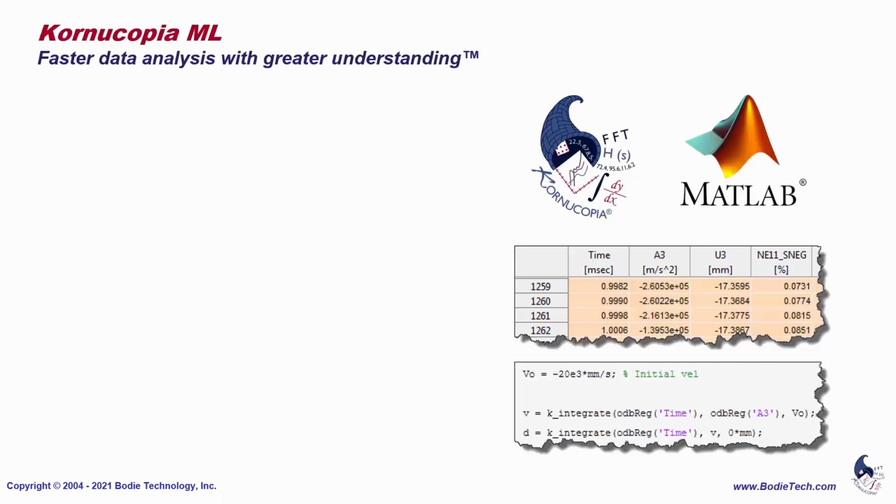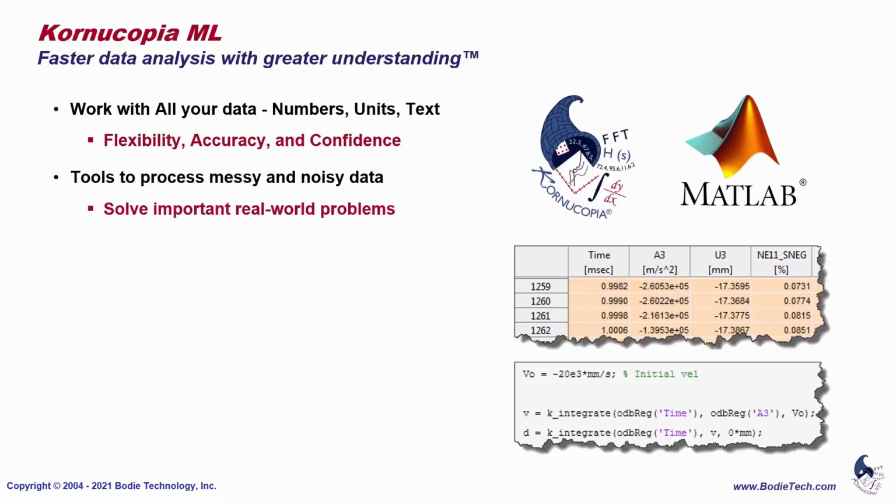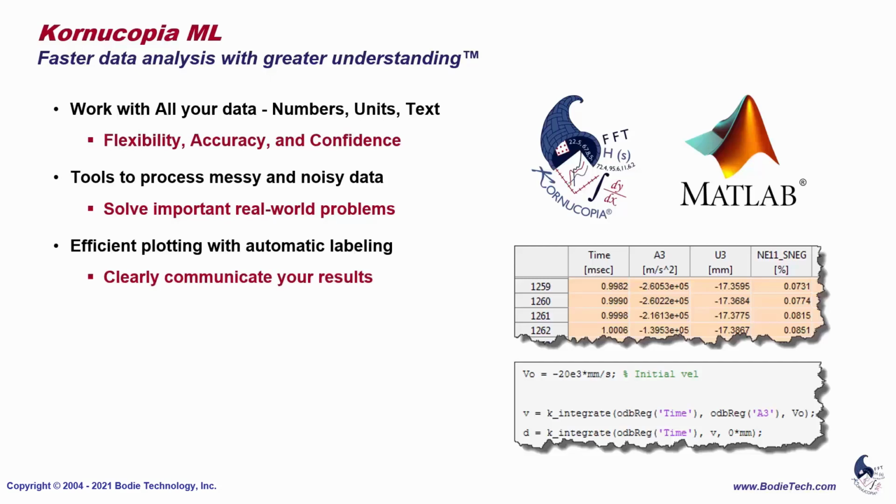With Kornucopia ML, you get faster data analysis with greater understanding, because you get to work with all your data, numbers, units, and text. This enables flexible and more accurate workflows, giving you and your team greater confidence in your results. There are tools to process messy and noisy data for solving important real-world problems. With efficient plotting that has automatic labeling, you can quickly and clearly communicate your results.